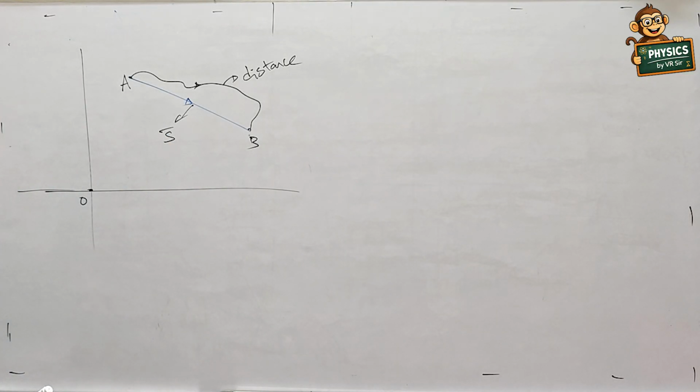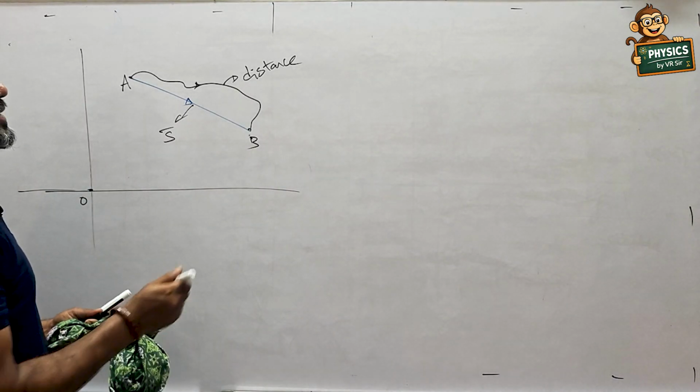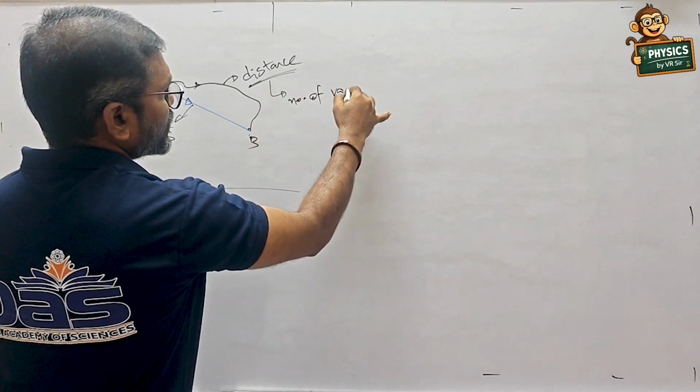Okay. And one more point we can observe here. Distance can have a number of values.